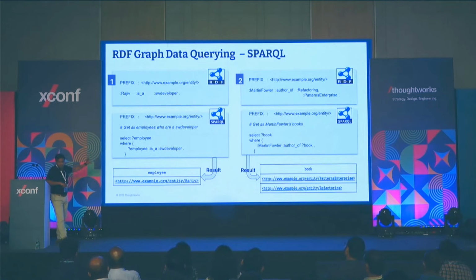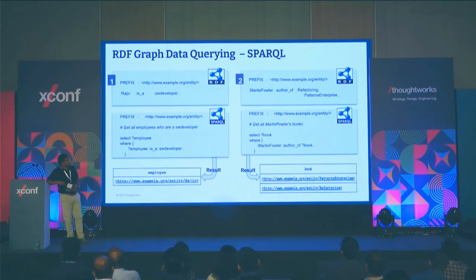A SPARQL query is, in simple terminology, pattern matching. You write whatever you know, and whatever you don't know, you parameterize as a variable and get the result out, right? Now in this query, it is fetching just the employee name, since there is only one employee.